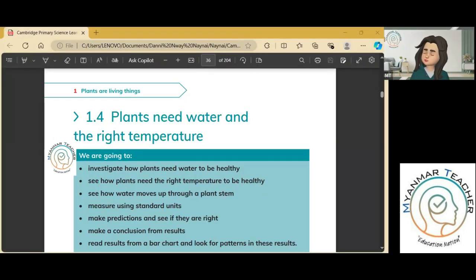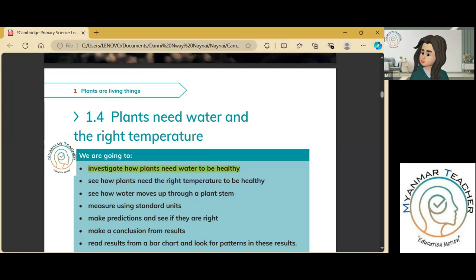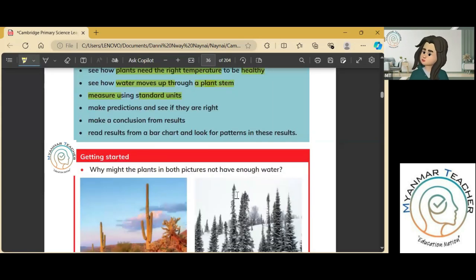We're going to investigate how plants need water to be healthy. We're going to see how plants need the right temperature to be healthy, and how water moves up through a plant stem. We're going to measure using standard units, make predictions and see if they are right, make a conclusion from the results, read results from a bar graph, and look for patterns in these results.